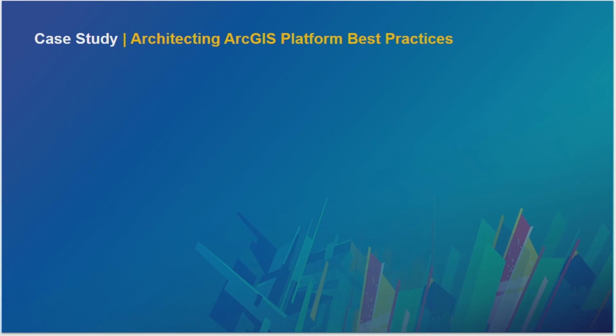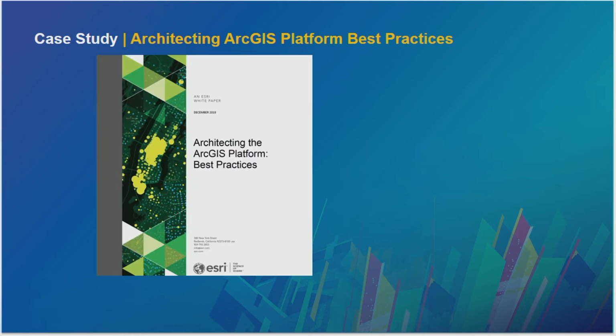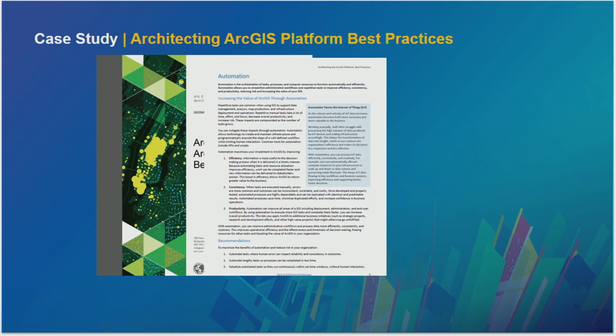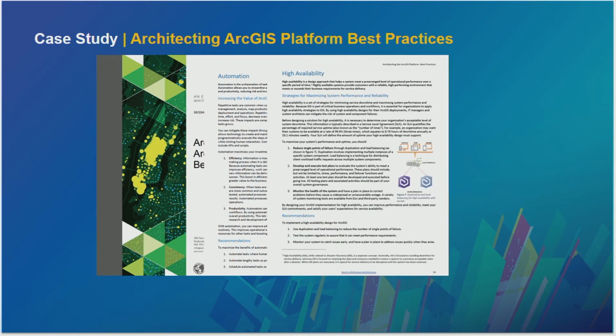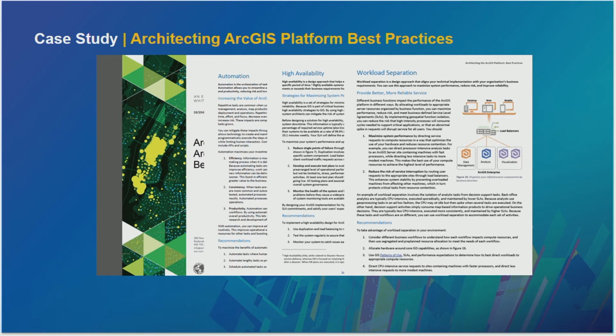So backing up a little bit, how do we even think through how we're going to tackle this challenge? We leaned really heavily on this white paper, highly recommend it. We still refer back to it from time to time. What it really helps you do is document and understand these best practices for implementing ArcGIS: everything from automation, high availability, workload separation. And what's been really helpful is that the Enterprise Cloud Builder CLI scripts really do a great job of handling all of these best practice requirements.